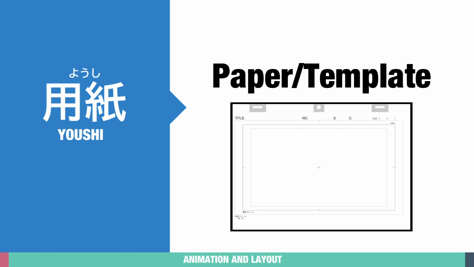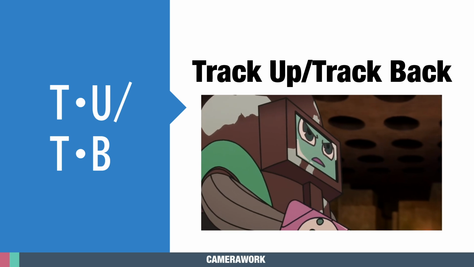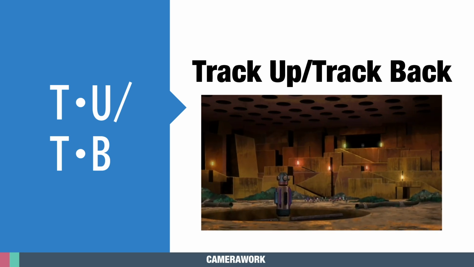Yoshi. This is the paper that you'll be drawing on. Make sure you use the right one. For layout, you would need a layout yoshi. When drawing genga, you need a genga yoshi, and doga needs a doga yoshi. TU, TB. This stands for track up and track back.